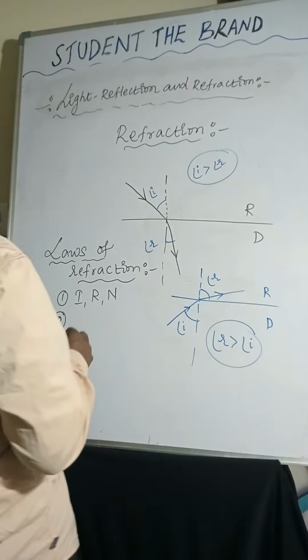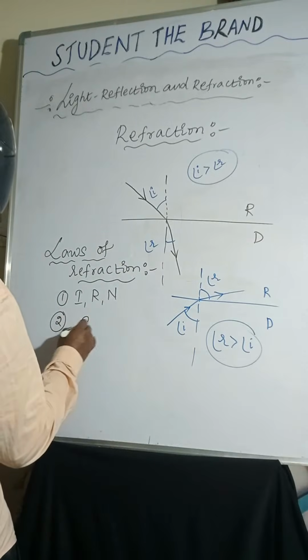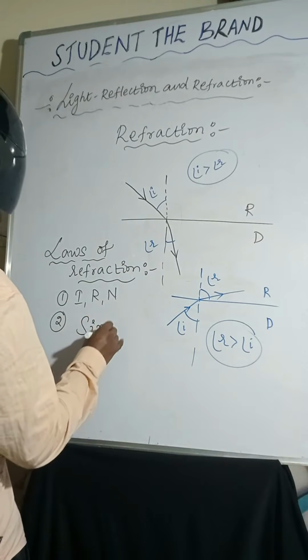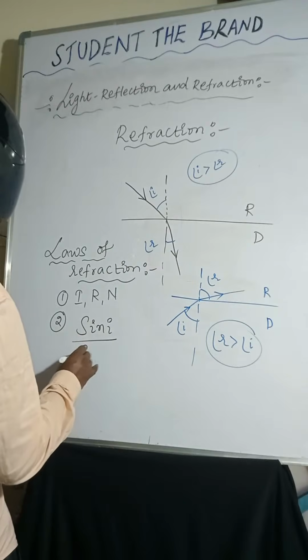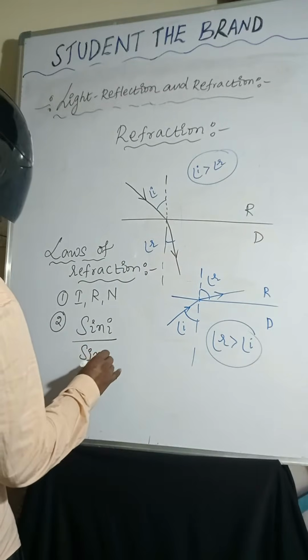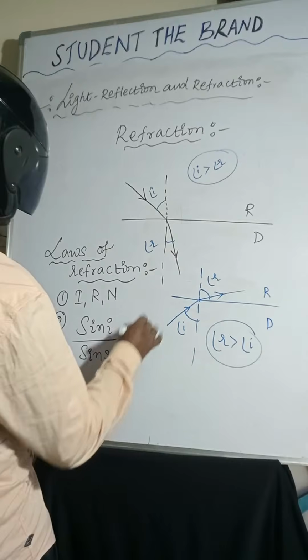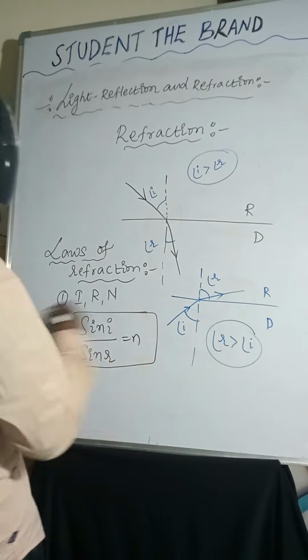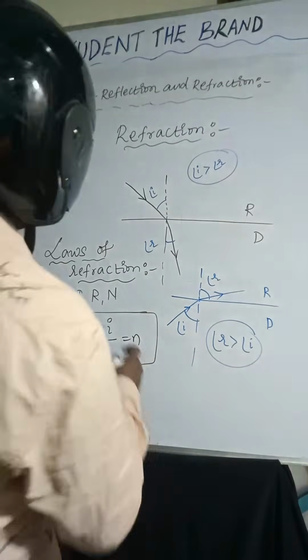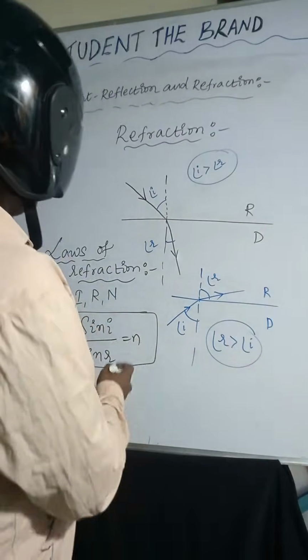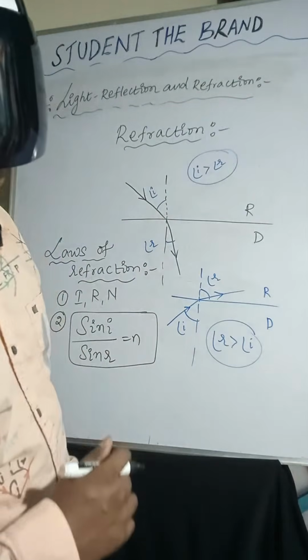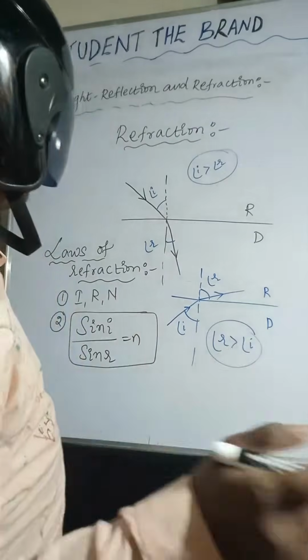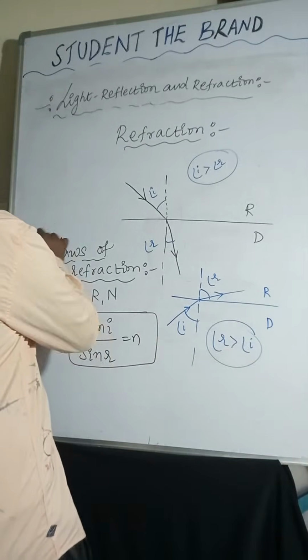The second law: the sine of the angle of incidence to the sine of the angle of refraction is equal to a constant. That constant is the refractive index. Once again, the sine of the angle of incidence to the sine of the angle of refraction is equal to a constant. I hope it is very clear.